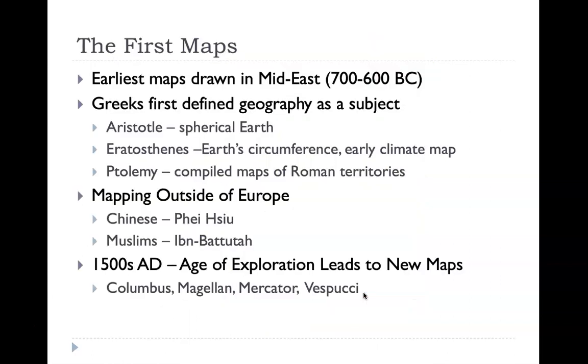All right, so we'll look at our first maps, a brief history of map making. We look at the first ones being 700 to 600 BCE. We give the Greeks a lot of credit here. You got Aristotle, who comes up with the spherical Earth. You get Eratosthenes, who understands the Earth's circumference. He comes up with an early climate map. You get Ptolemy, who's a Roman, who is more of a compiler of laws, but also he compiles maps, right? He is our information gatherer of that era, right?